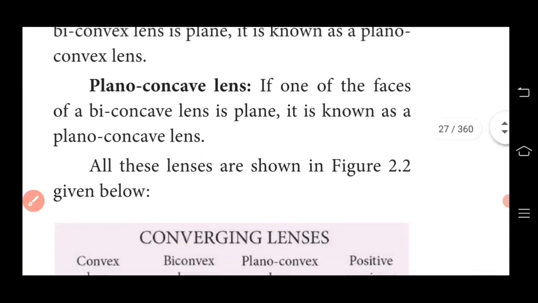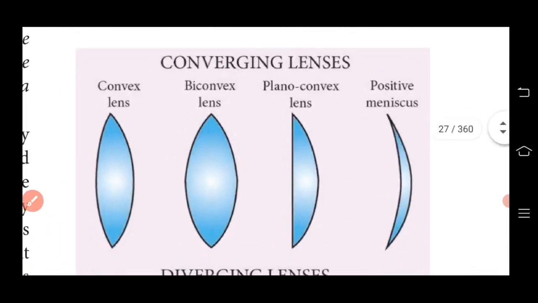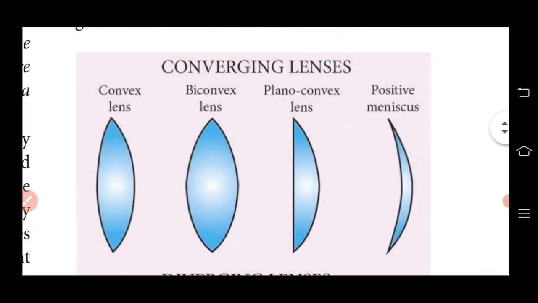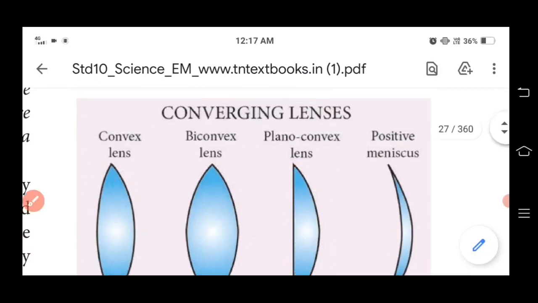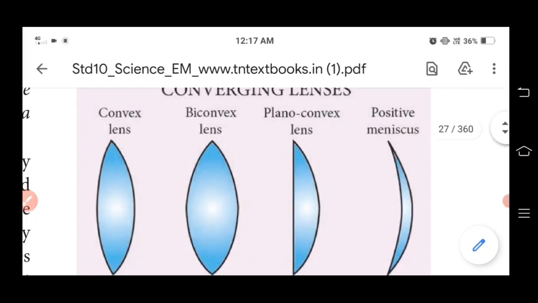All these lenses are shown in the picture. The first one is a convex lens, the second one is a biconvex lens, and the third one is a plano convex lens, because one surface is a plane and another one is spherical. And then the next one, positive meniscus.